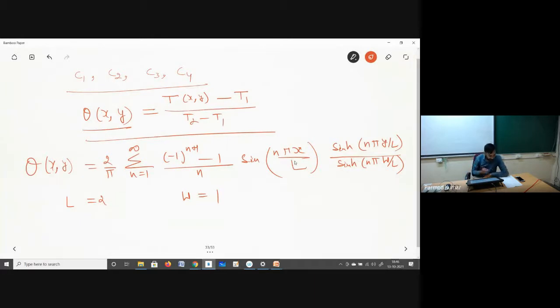Okay, so now at what point do you have to determine the temperature? At point (1, 0.5). So we will substitute x to be 1 and y to be 0.5, and L and W we also have. And how many terms do we have to consider for this?